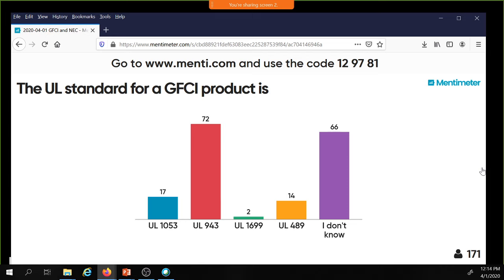So 72 of you got that right. UL 1053 is ground fault protection of equipment. UL 489 is the UL standard for a circuit breaker. UL 1699 is the UL standard for AFCIs. So those are important to understand.